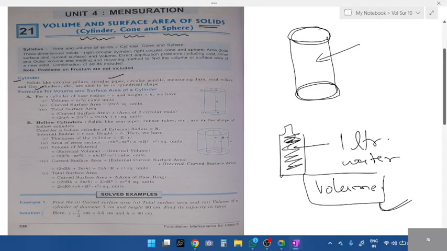It is the inner capacity, so we need to calculate volume. They'll give questions based on cylinder volume, or bottle, or anything, circular pipes. How much water can it hold? You'll have questions like that. Next, you get the cone.